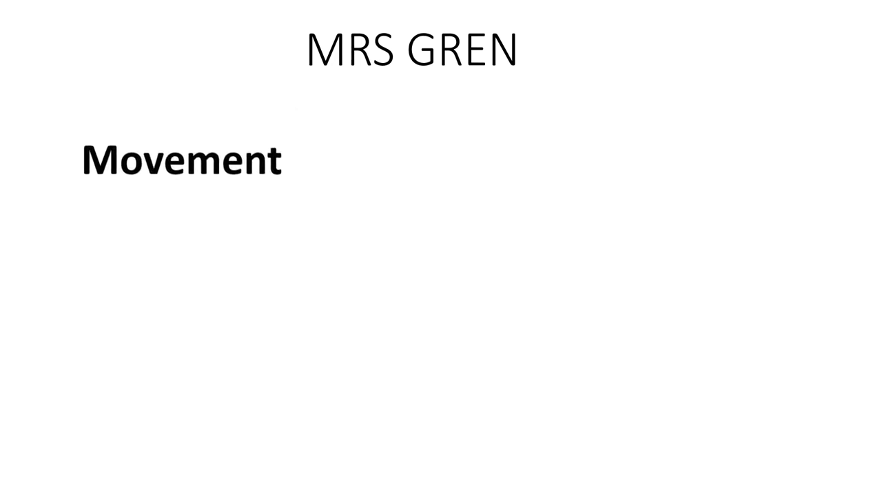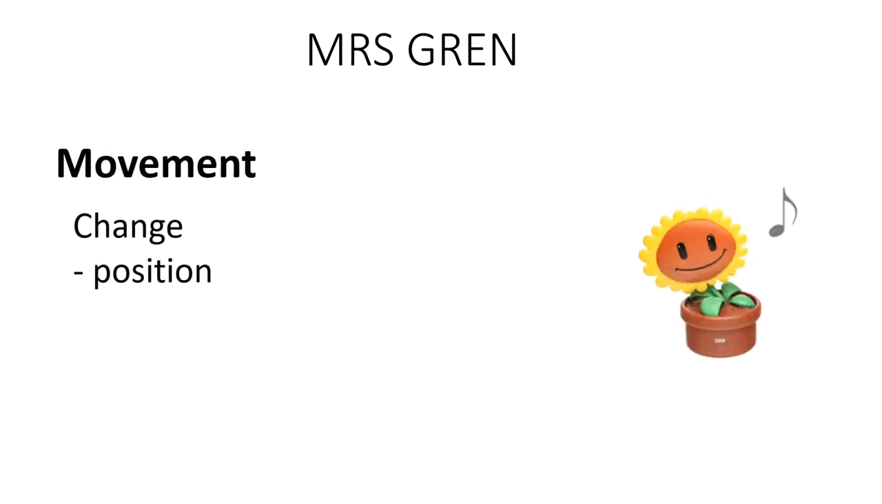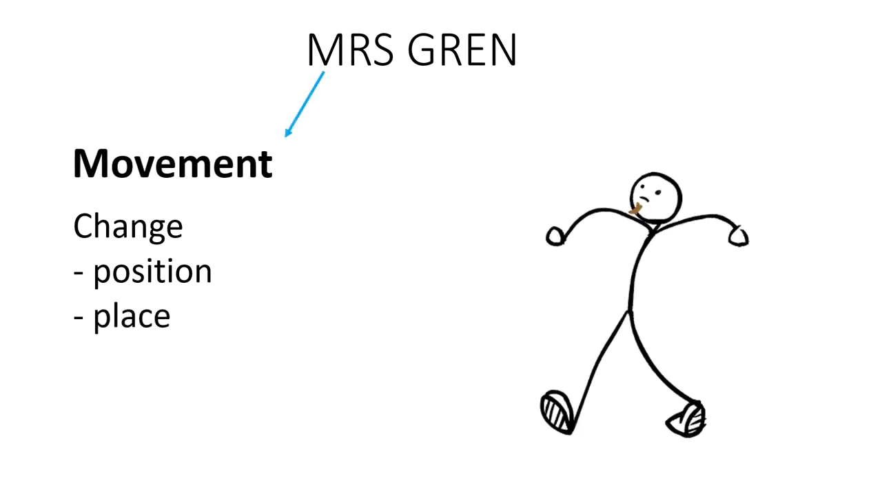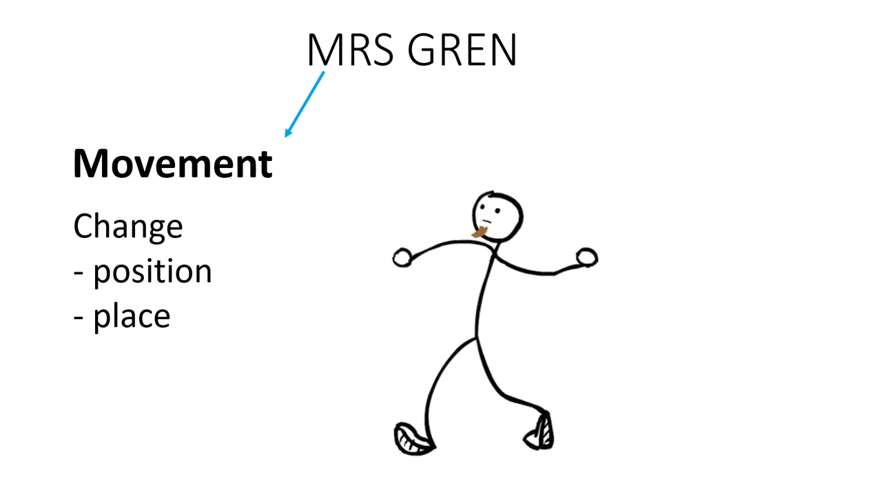Movement could either be a change in position, like how a sunflower changes its position to face the sun, or it could be a change in place, like you moving from one spot to another.